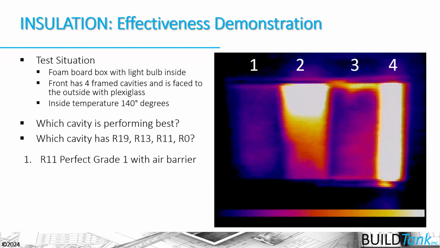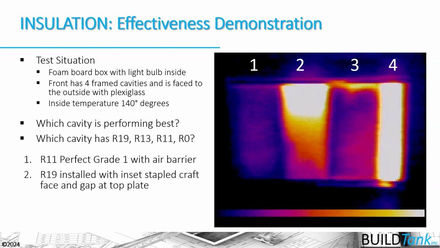But if we look at cavity 1 here, that was insulated with an R11 batt, and it was insulated according to manufacturer instructions, or what the ResNet standard says is grade 1 installation, which is equivalent to how the code is requiring insulation to be installed there.